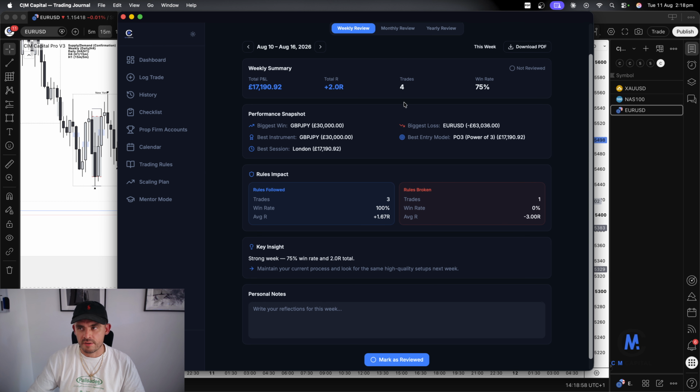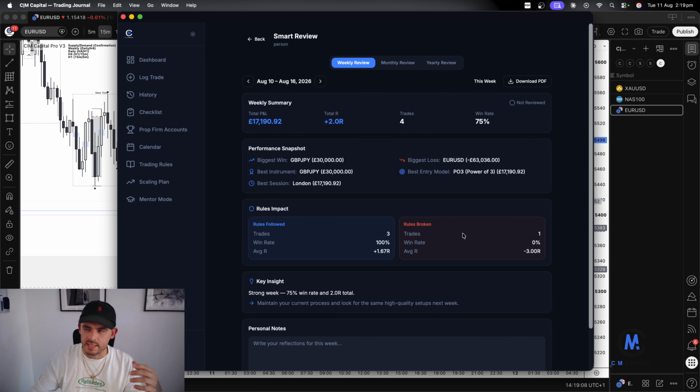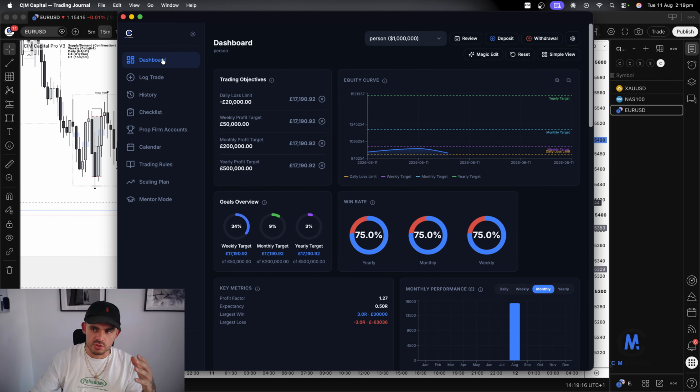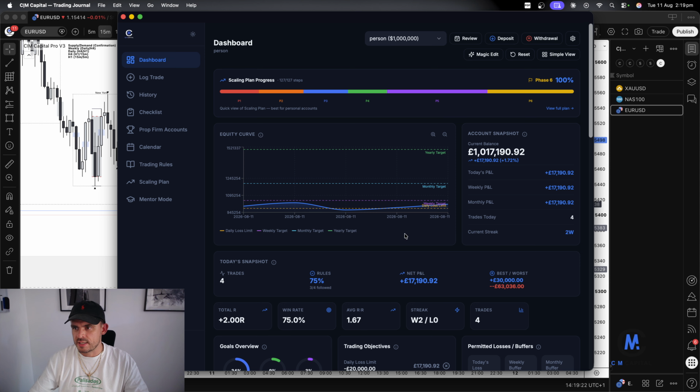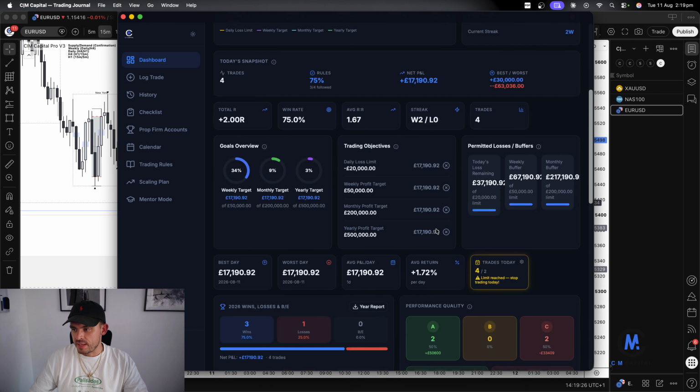You get a little key. I forgot to mention about this in the review section as well. You get key insights. So obviously, look, strong week. We've had a strong week with 2R in total. Blah blah blah. It will give you some little AI insights. So yeah, that will change over time if you're taking losses and stuff like that. So it's good to understand everything. But yeah, guys. So I'm trying to work out if there's anything else. Let's just reset that back to normal as well. No, that is it.